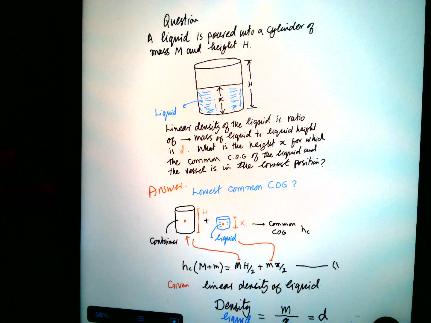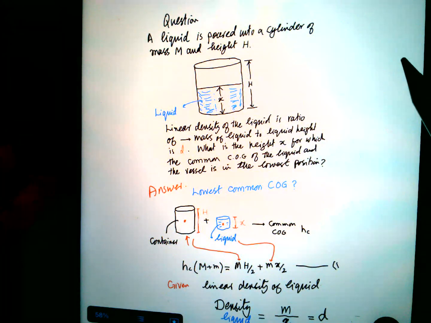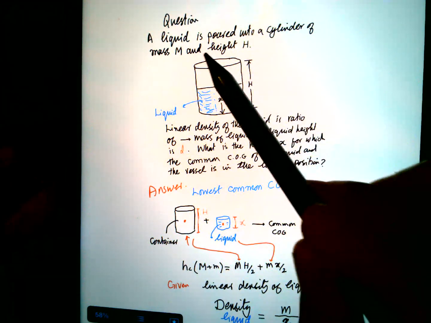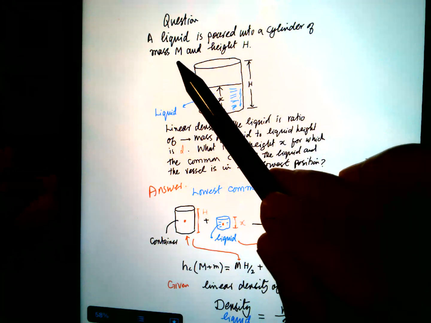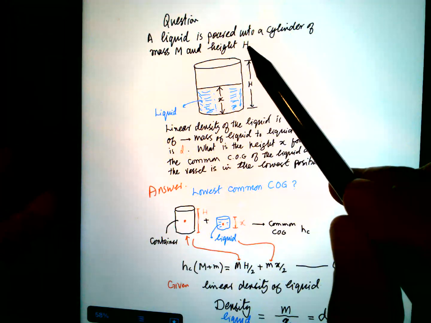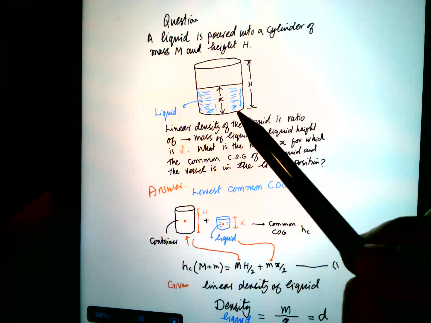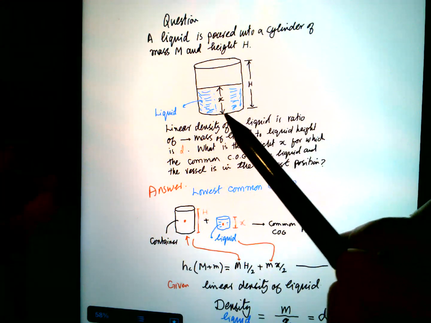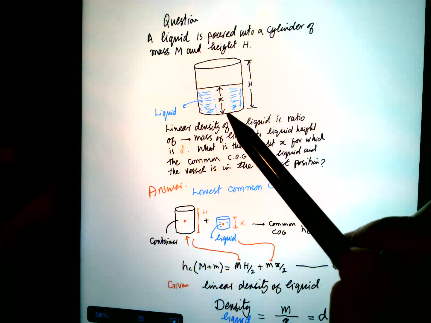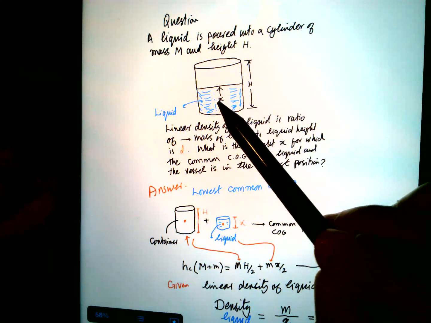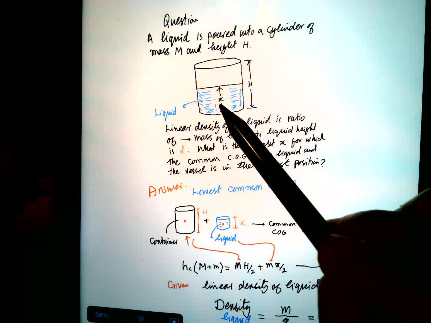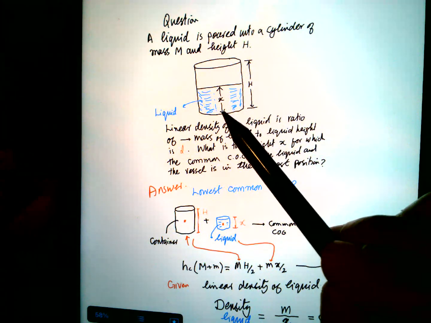Hello, physics. The question is very difficult but interesting. A liquid is poured into a cylinder of mass capital M and height capital H. This is a metal cylinder of mass M and its height is H, in which the liquid is poured, and the liquid's height is small x.